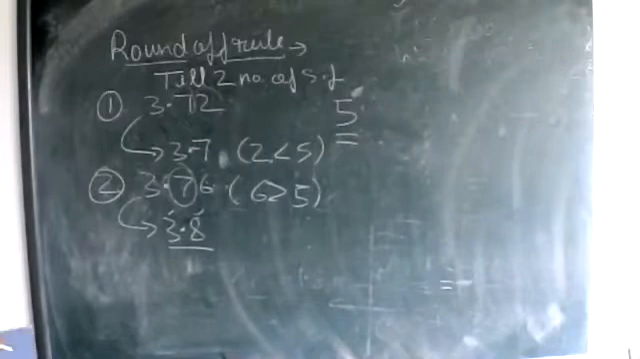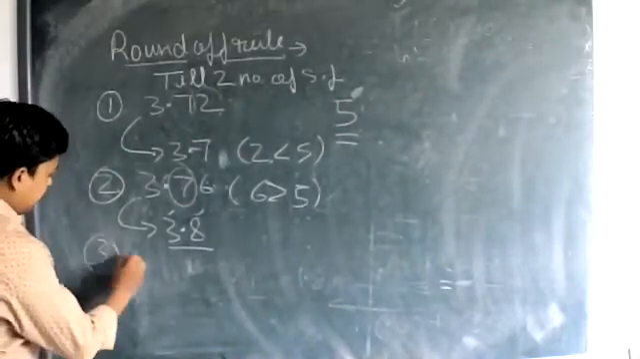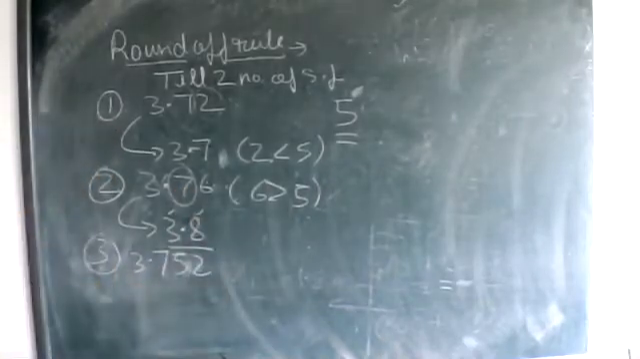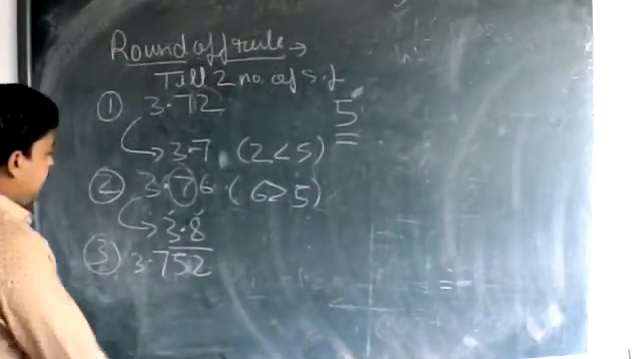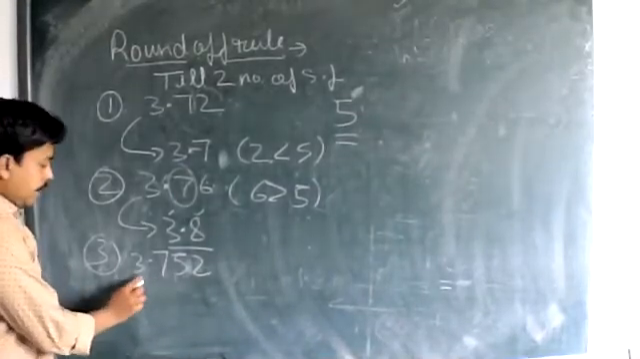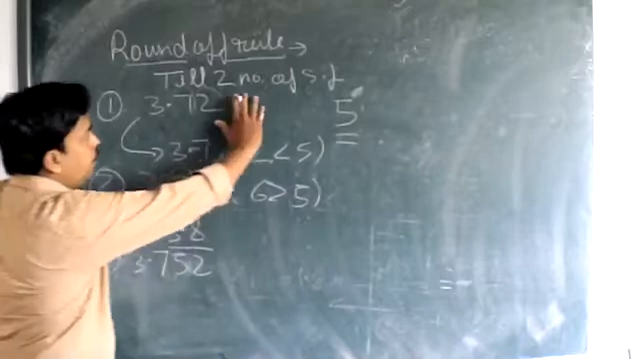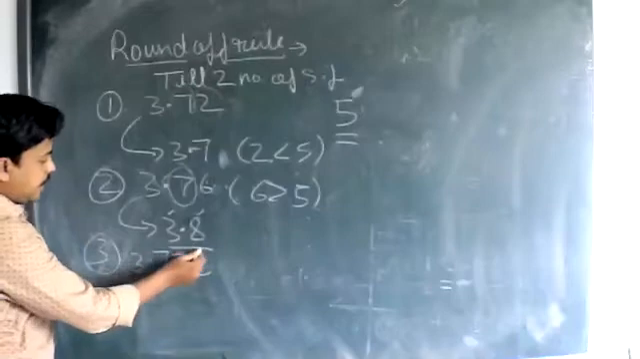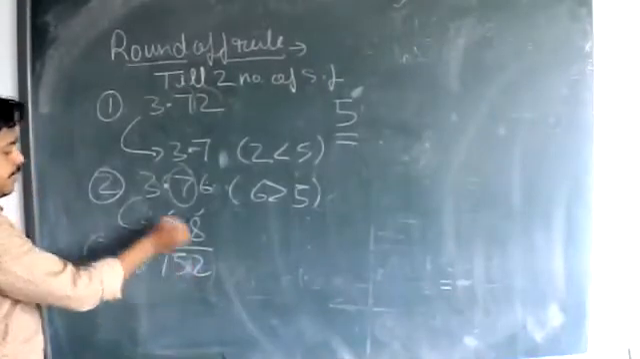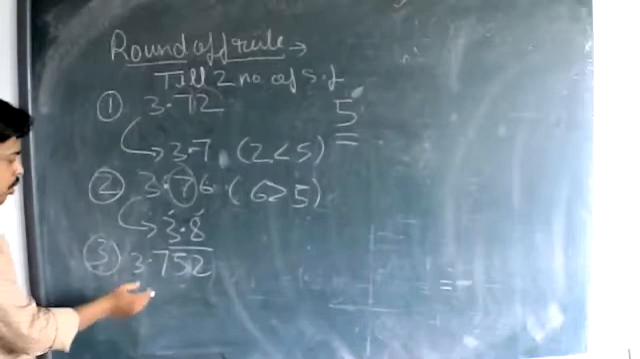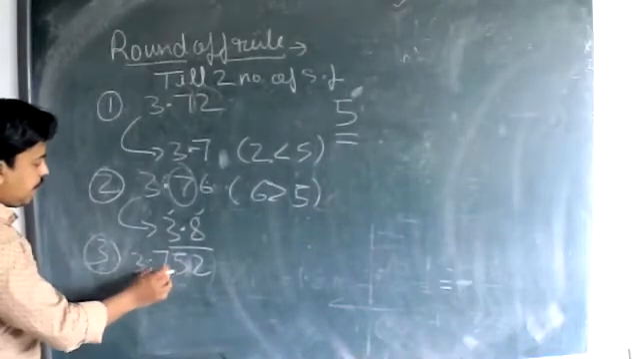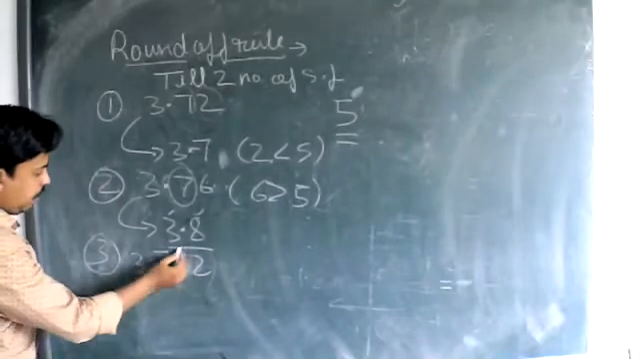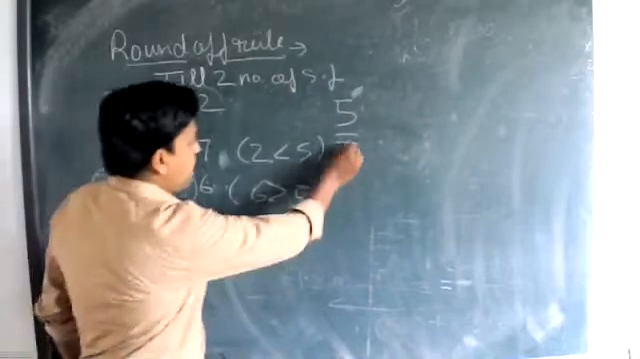Now let's take another example. If there is a number 3.752. Here you can see, since according to our question we have to select two significant figures, we have to take these two numbers into account. So we need to eliminate this number also. The number which is coming just after this number is equal to 5, which is equal to our parameter.